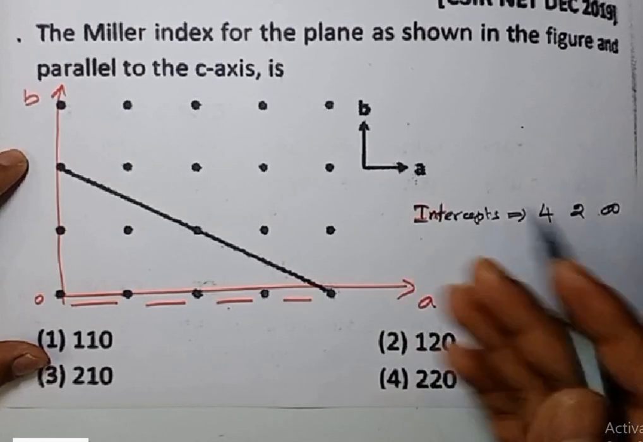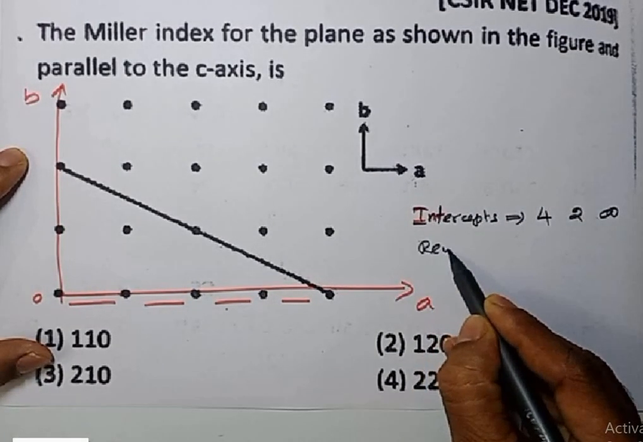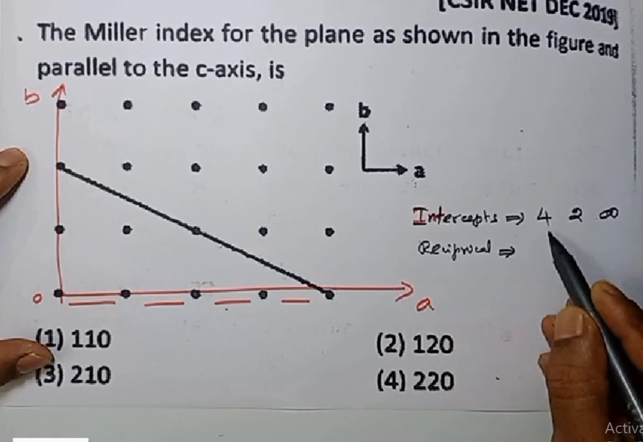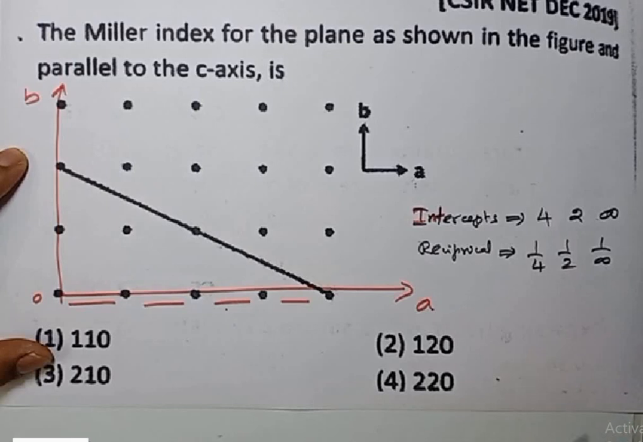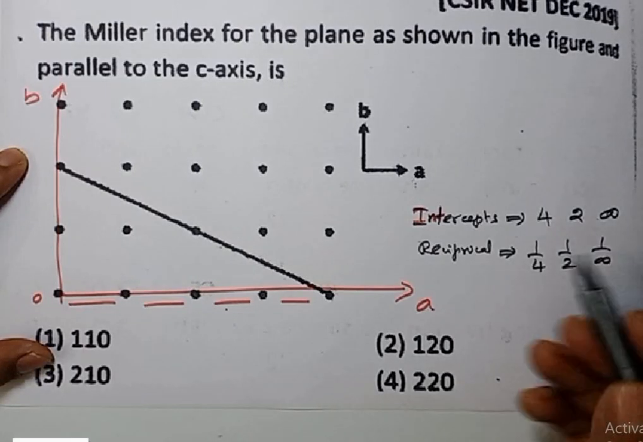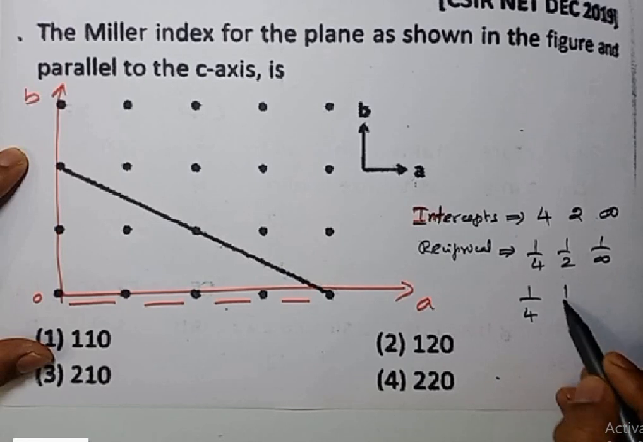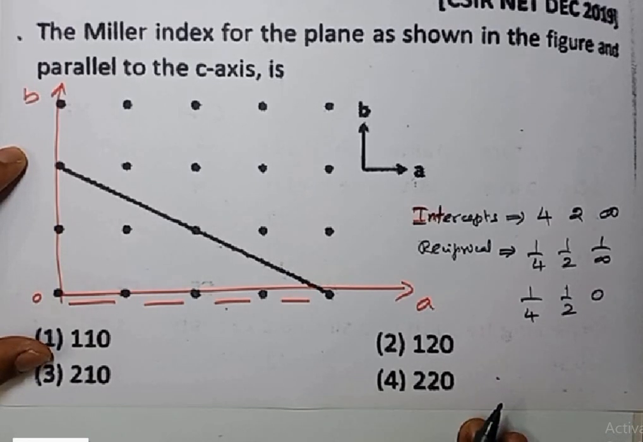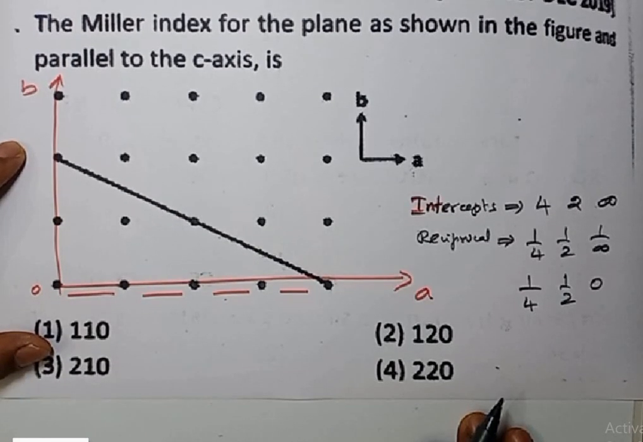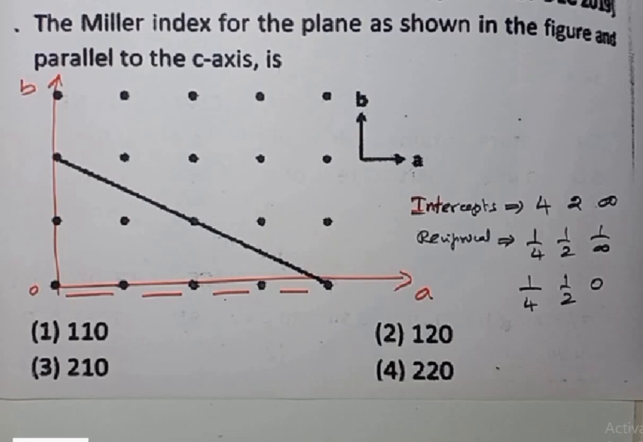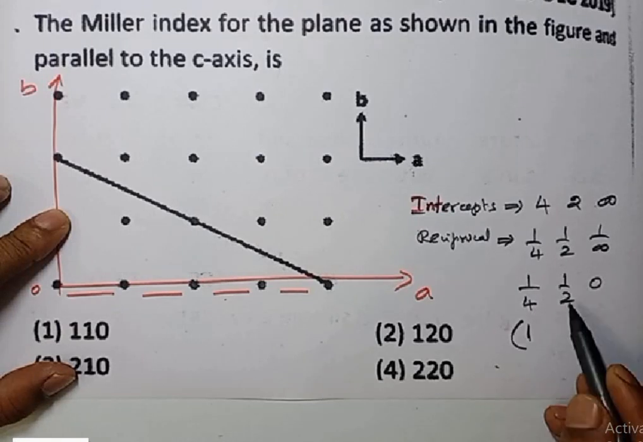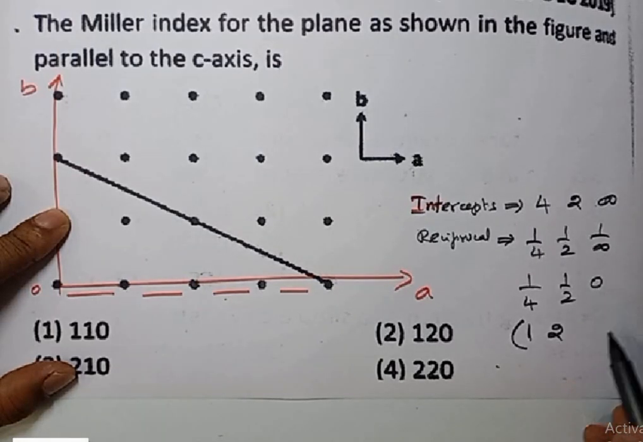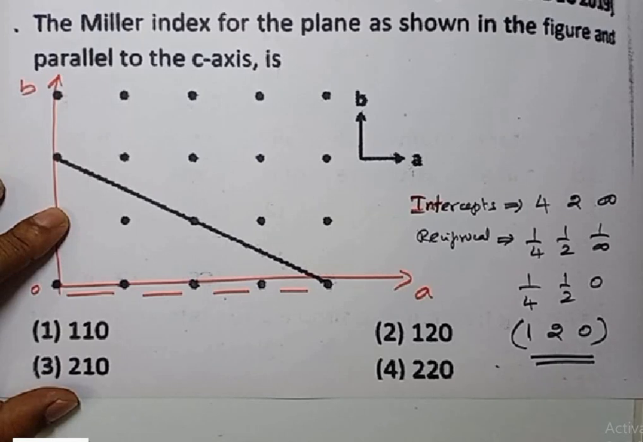Now what to do? Take the reciprocal of the intercepts. So 1 by 4, 1 by 2, 1 by infinity. Okay, 1 by infinity is 0. So let me write again 1 by 4, 1 by 2, 0. Now you should remove the fraction. How to remove the fraction? Just multiply throughout by 4. 4 by 4 cancel, I'll get 1. 4 by 2, you'll get 2. 4 into 0 is 0. So the plane is actually 1, 2, 0 plane. The correct option is 2.